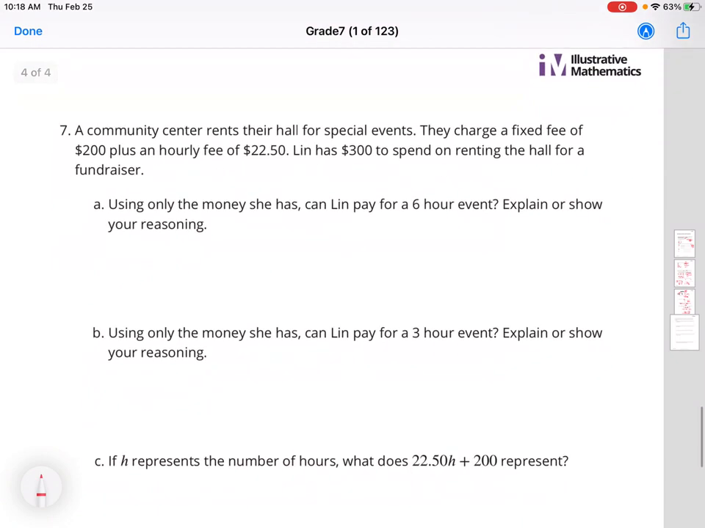Okay, on number 7, it says a community center rents their hall for special events. They charge a fixed fee of $200 plus an hourly fee of $22.50. Lynn has $300 to spend on renting the hall for a fundraiser. So using only the money she has, can Lynn pay for a 6-hour event?